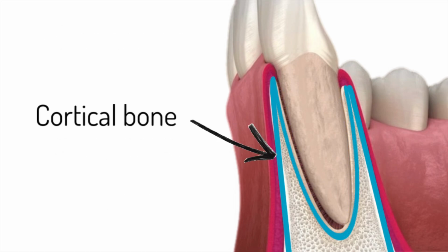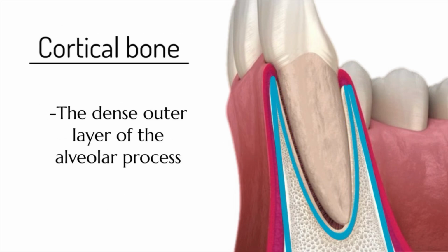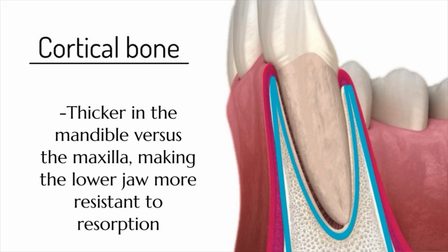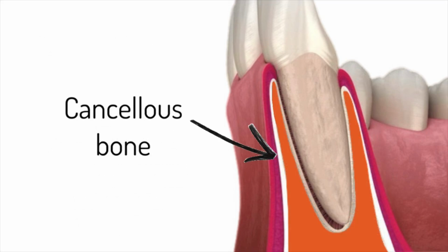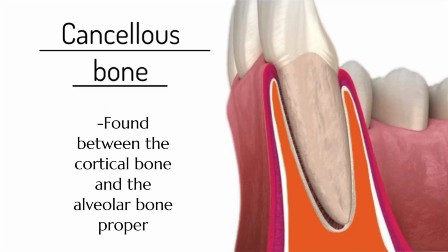Next is the dense outer layer of the alveolar bone, called the cortical bone, which is thicker in the mandible versus the maxilla, making it more resistant to resorption in the lower jaw. The rest of the area is filled out with a spongy layer of the cancellous bone.